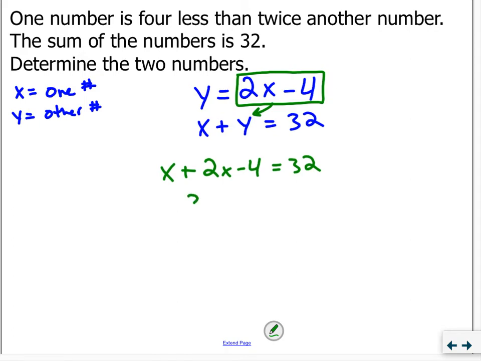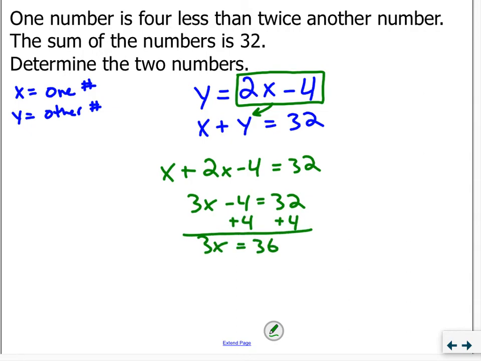Let's see. x plus 2x is 3x. I'll add 4. So 3x is equal to 36, and x is equal to 12. Now I know that the two numbers have to add to 32, so the y value is going to be 32 minus 12, which is 20. Or you know what would have probably been better is if I plugged it into one of the equations, because I want to be consistent. So we learned that we like to plug it into maybe the top one. So y equals 2 times 12 minus 4, and that's going to give me y equals 20.